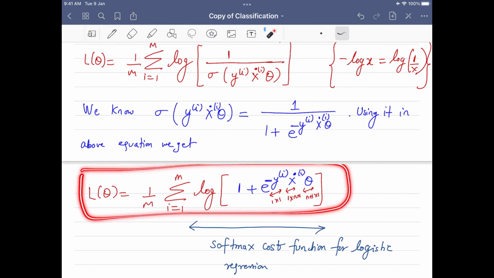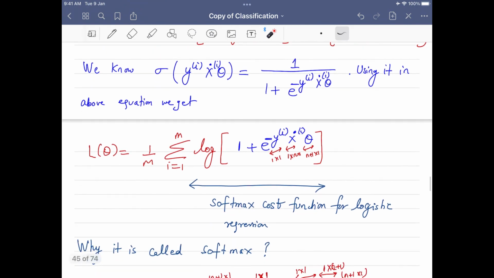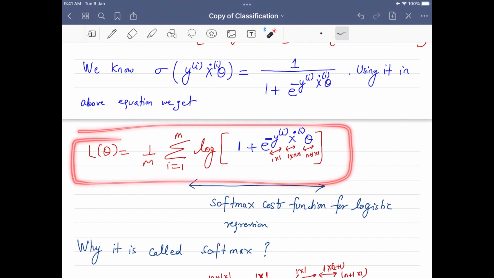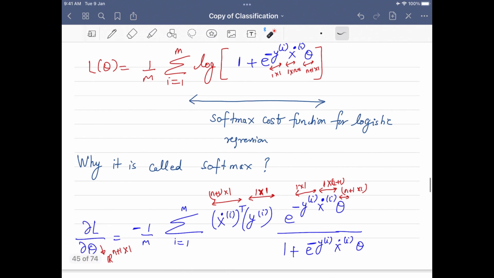It is also called the softmax cost function for logistic regression. We will discuss what this softmax is in the next lecture, but keep this in mind: this particular expression is a softmax cost function for logistic regression. We will discuss this and come back to this equation again. So keep this in mind that this is the softmax cost function.